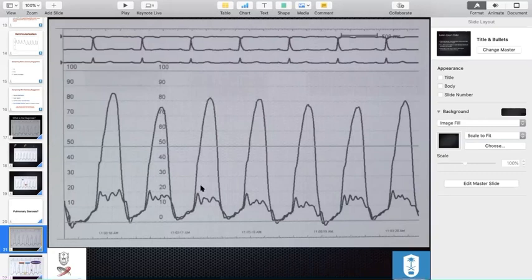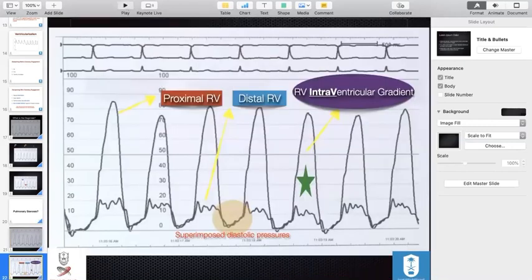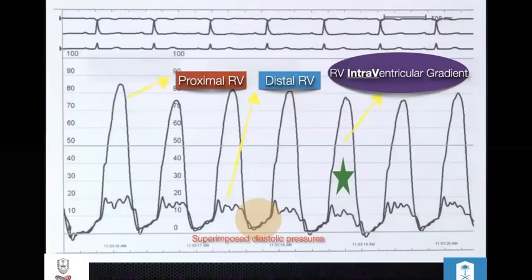There's only one peak here; let's assume it's one peak because there's a lot of wiggle artifact. But how can this be explained? It tells you that both are within the same chamber, but there is a gradient. So there must be a gradient within the ventricle. And this is what happened. This is the proximal RV, and you have the distal RV. And this is an intraventricular gradient.